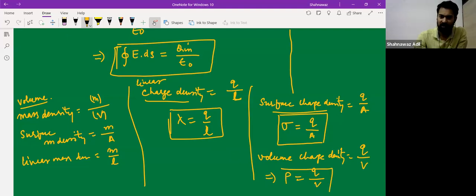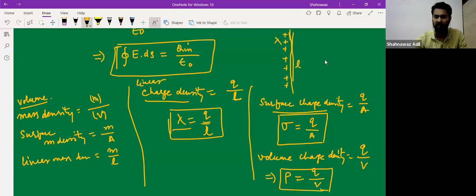Okay, understood up to this point. So this is how you define the different charge densities. As I was discussing, linear charge density: lambda is Q by L. Linear meaning that on this line you have some lambda and charges. So this is the length, and the total charge would be lambda into L, so Q would be lambda into L.